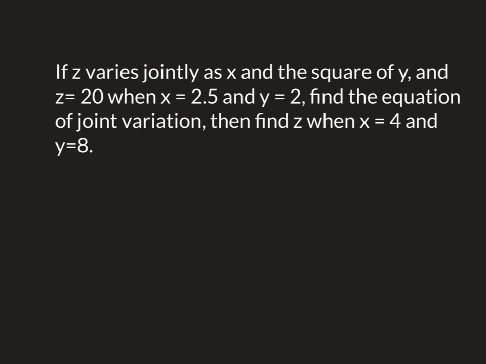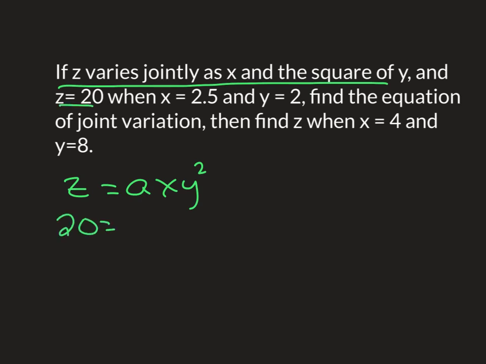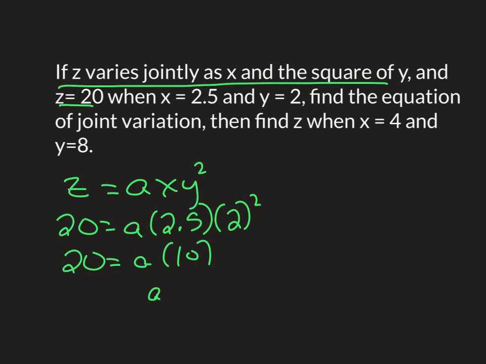Well, let's try jointly. This one says if z varies jointly as x and the square of y. So there again, the very first part of the sentence, z varies jointly as x and the square of y. Just write your equation. And z is 20 when x is 2.5 and y is 2. Remember, y is 2 squared. So what I have, if I work this right side out, I get 2.5 times 4, which is 10. Divide both sides by the 10. My a is 2. There's my a.